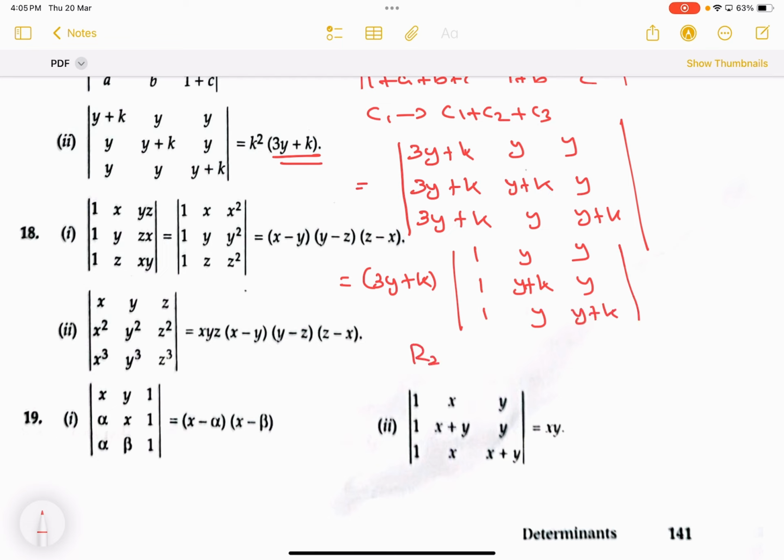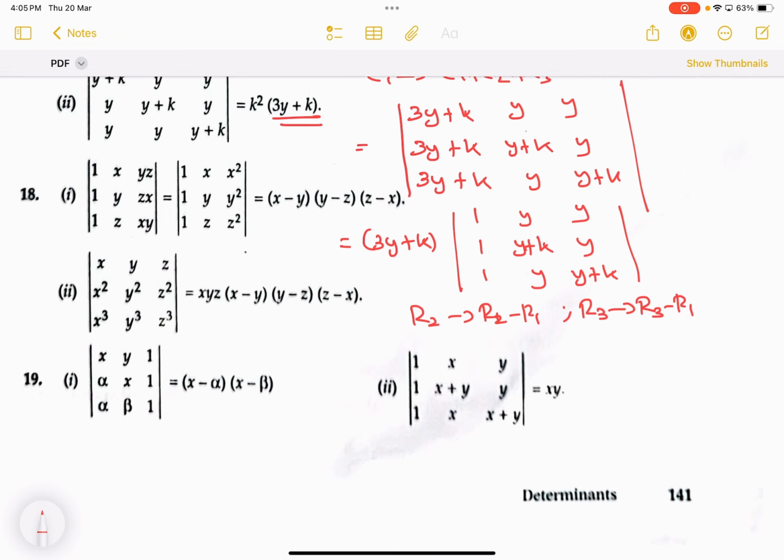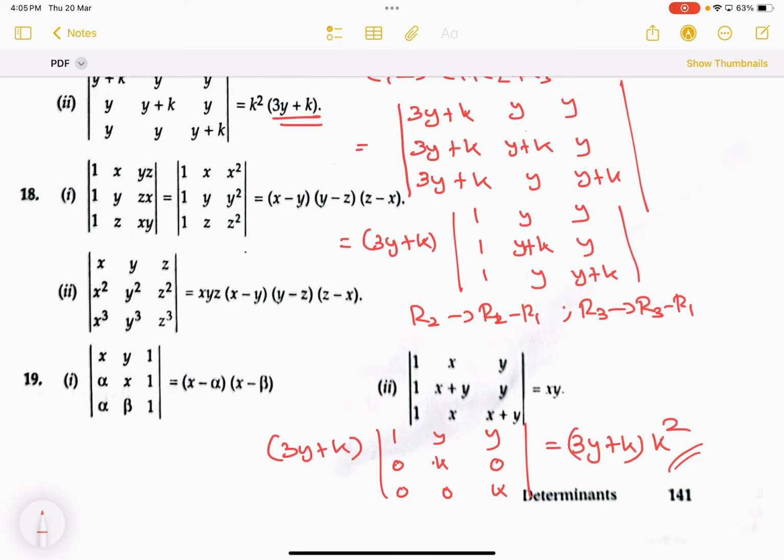Now again do the same procedure. R2 is R2 minus R1 and R3 is R3 minus R1. So it will become 3y plus k into the matrix 1 y 0, k 0 0, 0 k. So what is the product of the diagonal elements? The product of the diagonal elements is k square. Hence proved. Same like previous questions, okay?